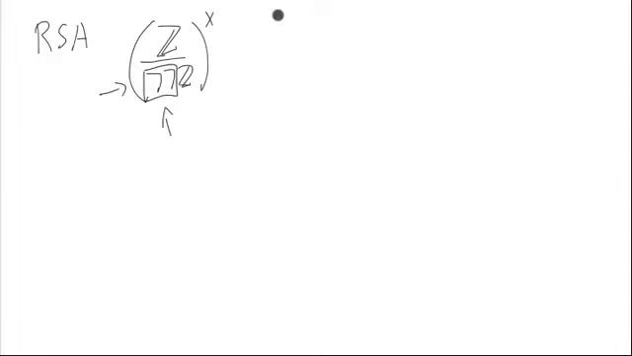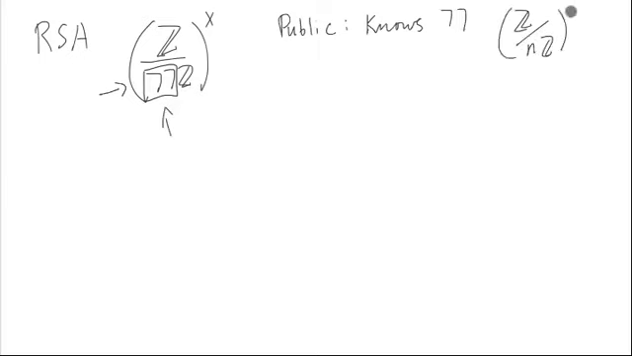So the public will know 77, public information, because that is where our messages live. So in general, they'll know what n is, and in our case, n is 77. Okay. Now the public also needs to know one more thing.